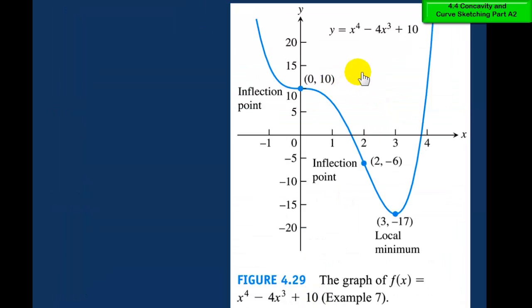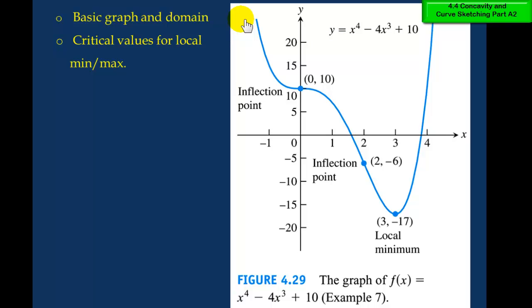Okay, so let's summarize what we did in sketching the graph, how we got to this graph. First, we look at the basic function, the highest power that occurs for this polynomial, which is y is equal to x to the 4th. And the domain is all real numbers. We looked for critical values to find local max and mins, which means we set the first derivative to 0.